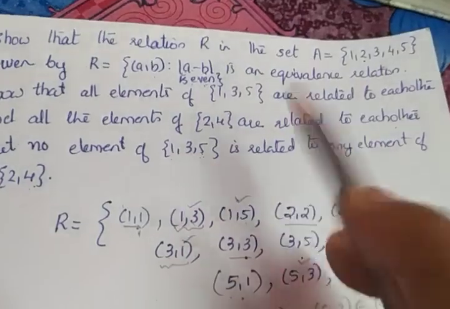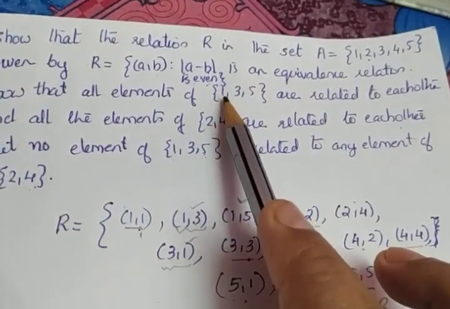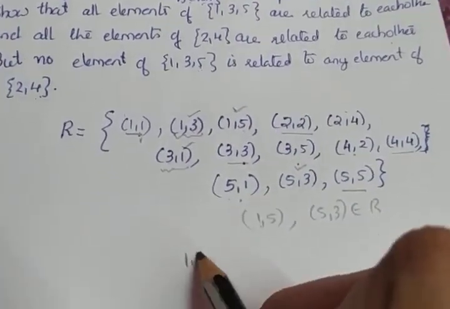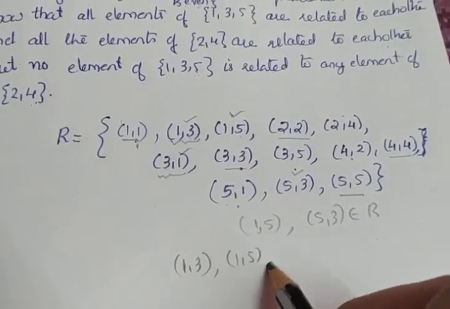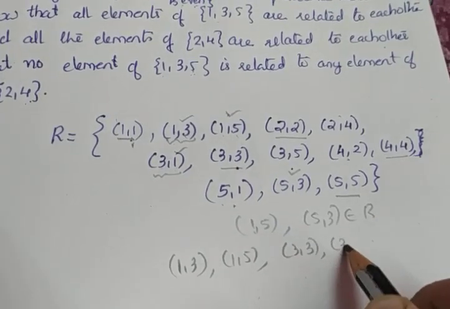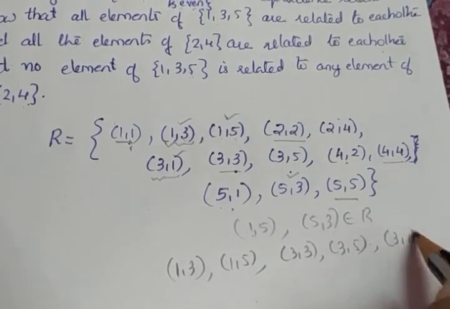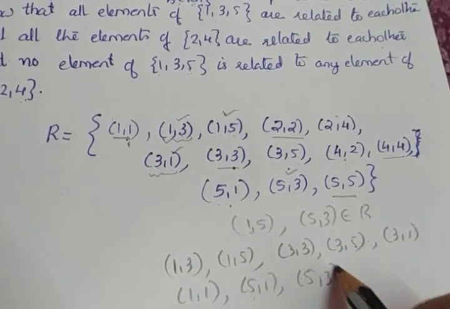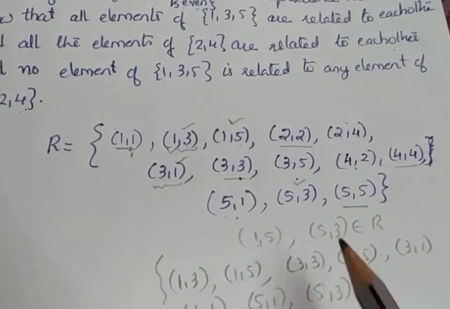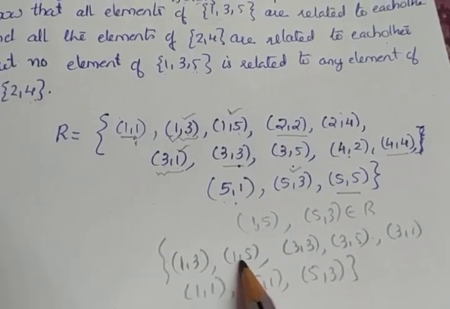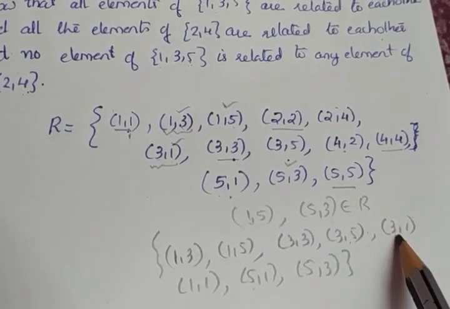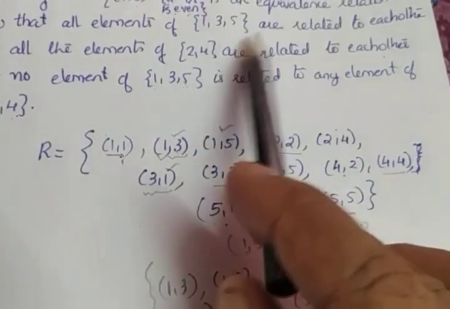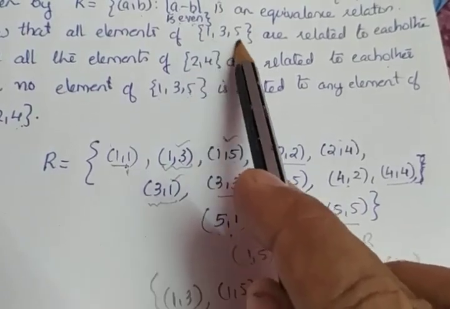The second question is we have to show whether 1, 3, 5 are related to each other. That means we have to check whether (1, 3), (1, 5), (3, 3), (3, 5), (3, 1), and in the same way (1, 1), (5, 1), (5, 3), etc. are elements of R or not. Check: (1, 3) is there, (1, 5) is there, (3, 3) is there, (3, 5) is there, (3, 1) is there, (5, 1) is there, (5, 3) is there. All the elements are there, that means each and every element of the set is related to each other.